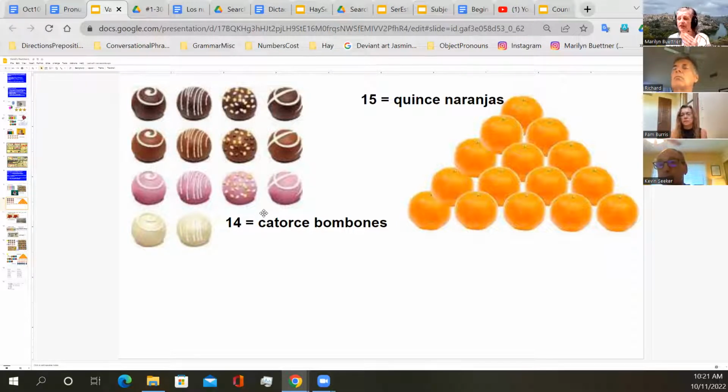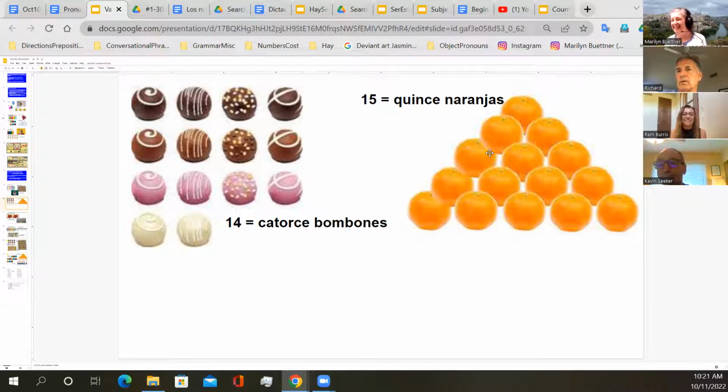Catorce. 14 bombones, bonbons, chocolates. We don't use that very much in English, but they're little, super good chocolates. Bombones are not just squirted out of a squirter machine. It's like they're good chocolates.